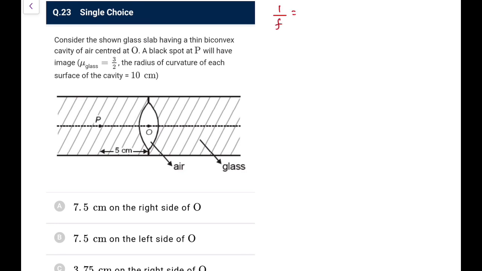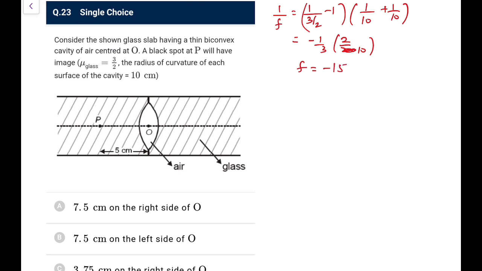So 1 upon f would be n of air over n of glass, which is (3 by 2 minus 1) into 1 upon r1, which is 1 upon 10, minus will become plus 1 upon 10. So it becomes, 2 by 3 minus 1, that is minus 1 by 3. This becomes 2 by 10, sorry. So focal length would be minus 15 centimeters. So it basically behaves not as a convex, it behaves as a concave lens.